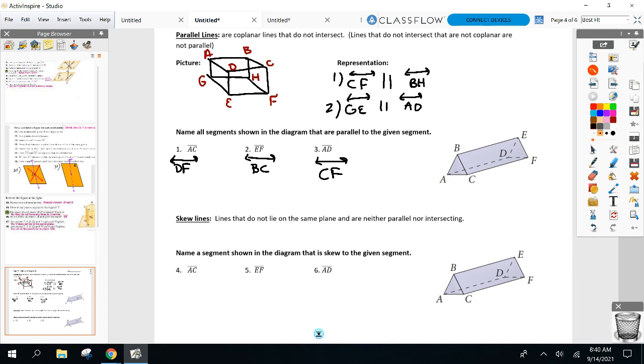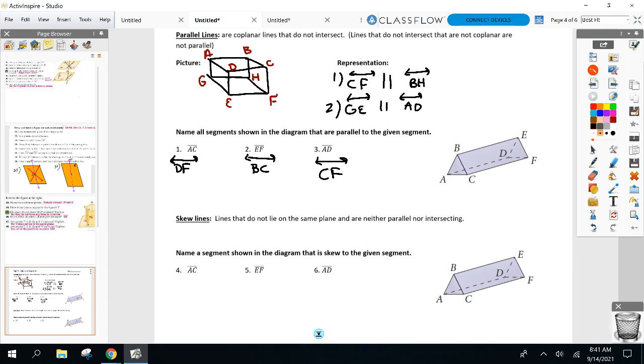Can I borrow your pencil? I'm going to hold my die up real quick. Just hold it right there for me. Relax. All right. Okay, ready? Let me show you some skew lines.